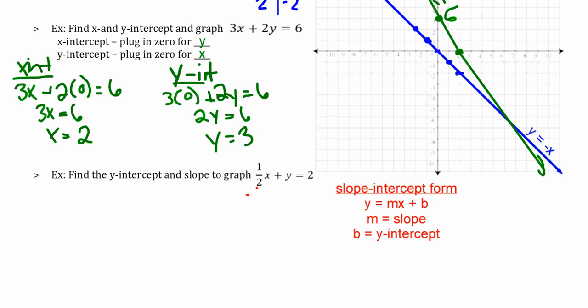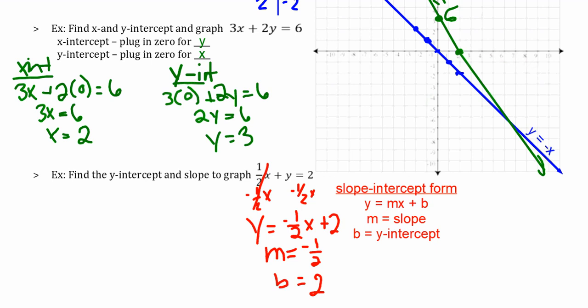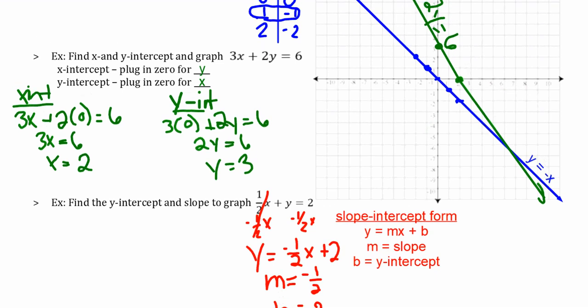So what I'm going to do is subtract this 1/2 x term on both sides. And so I get y equals negative 1/2 x plus 2. So now my equation is in slope-intercept form. And so now I can go ahead and use that information in order to graph the line. So the information that the equation is telling me is that my slope is negative 1/2 and my y-intercept is 2.